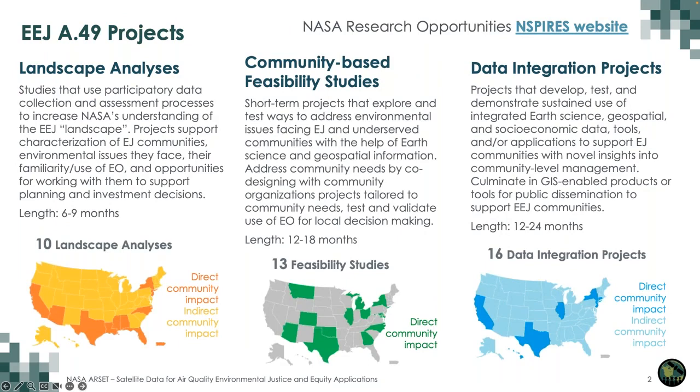The A.49 projects are classified into 3 elements: landscape analyses to understand the broader EEJ community context to inform actionable next steps, community-based feasibility projects that apply earth science information to demonstrate the feasibility of the approach with suggested expansion opportunities, and finally, data integration projects that combine earth science information and socioeconomic information into GIS-enabled tools to serve community decisions and actions. EEJ plans to release the next funding opportunity, ROSES A.47, later this year. For more information, please check the NASA Research Opportunities website, NSPIRES, where you can subscribe to receive NASA solicitation announcements. Thank you.